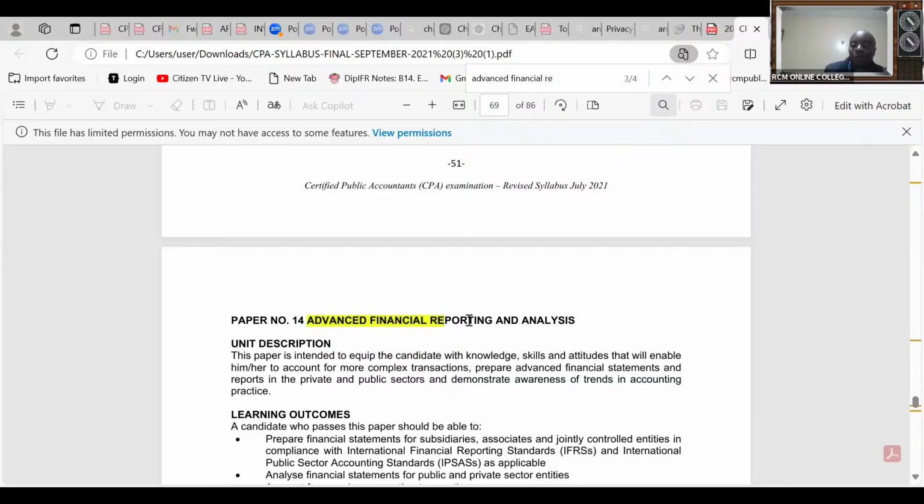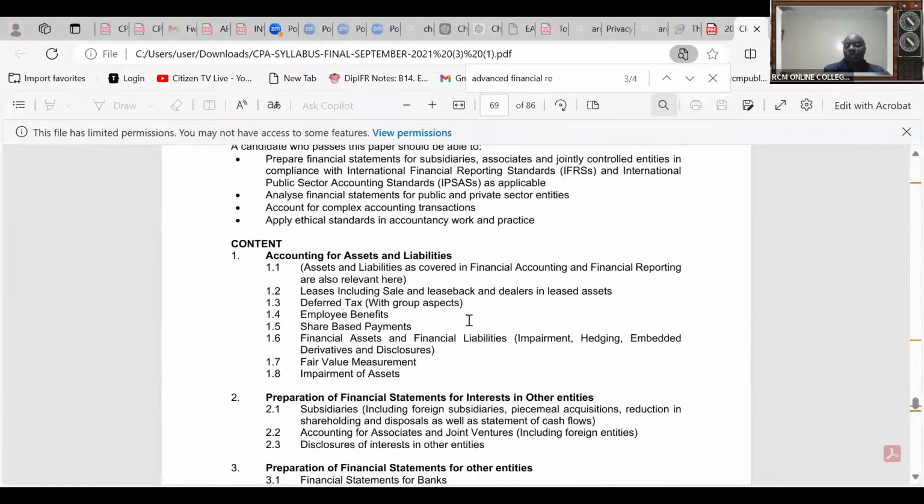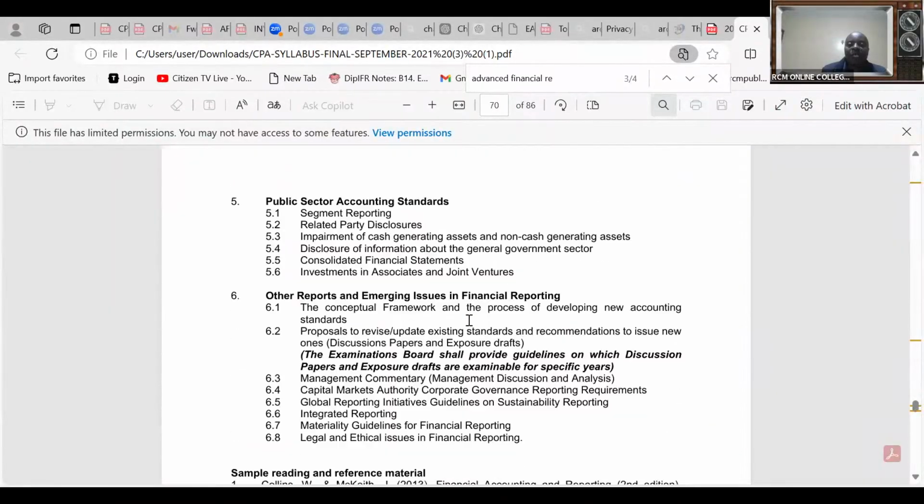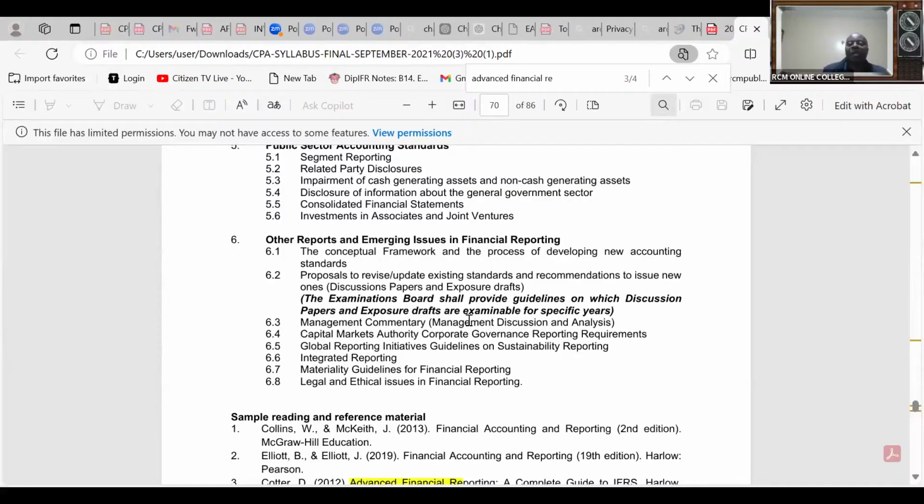We had already gone through this with you. So specifically today, I would want us to look at topic number 6. It's a theory topic. As we wait for results to be released this week, for us to get great numbers, we shall use these 2 sessions to look at these other reports and emerging issues in financial reporting.